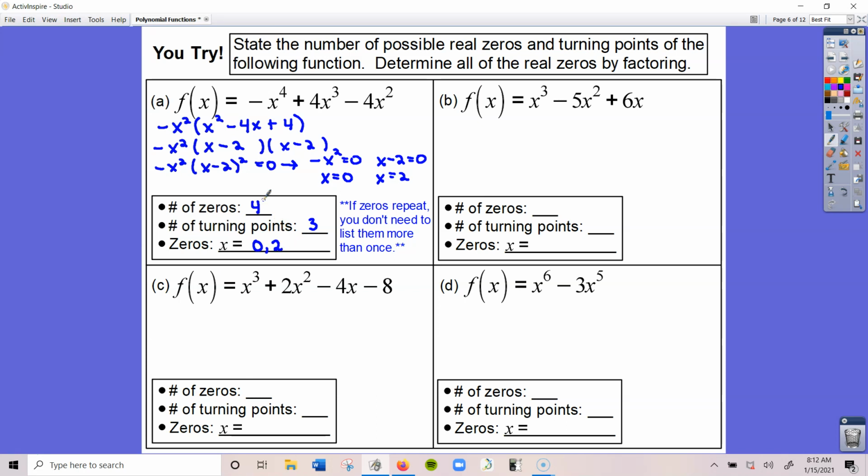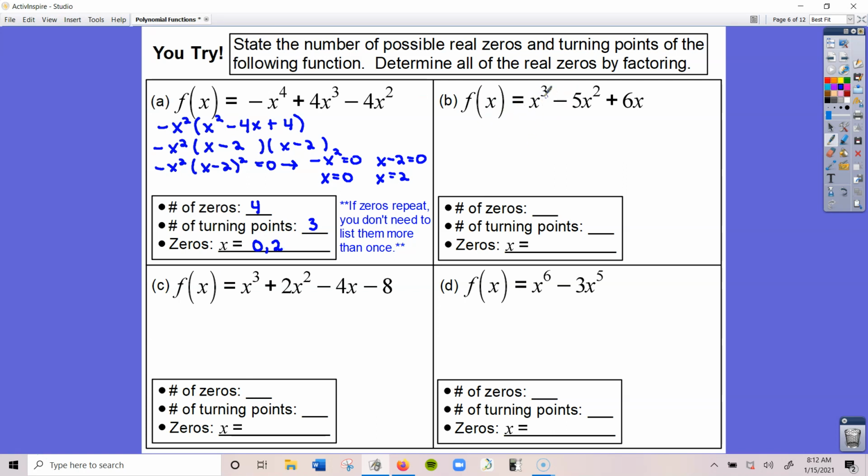Now technically, we said that there would be 4 zeros. And like I said, technically, we do have 4. Because this is squared, this is like we have x equal to 0 two times. And because this is also squared, that means we have two x equal to 2's. So we actually do have 4 zeros. It's just that x equal to 0 repeats twice, and so does x equal to 2.